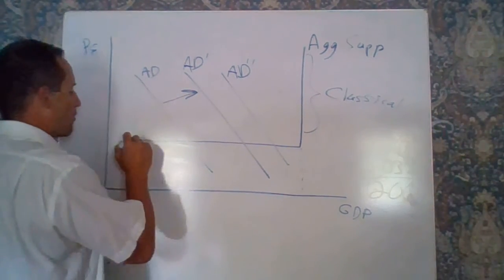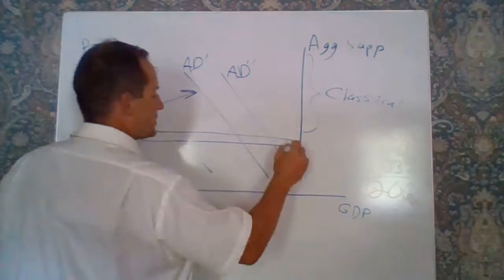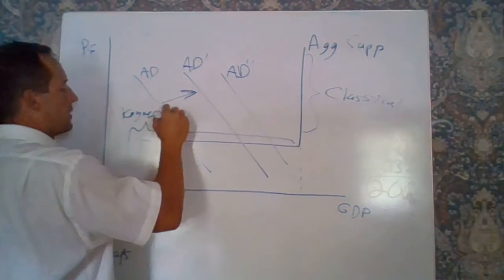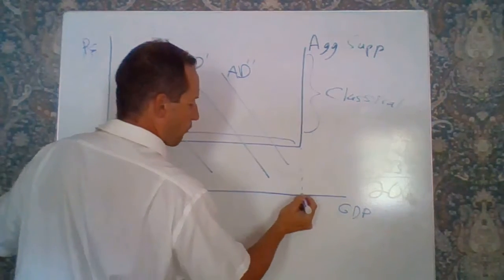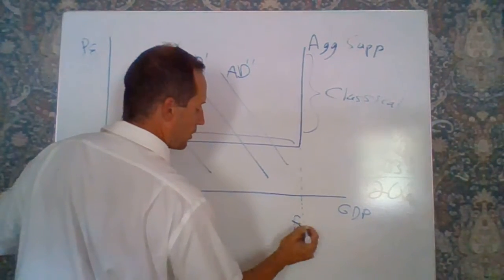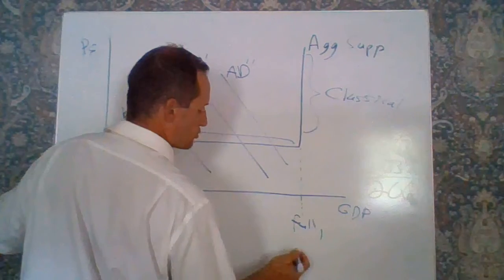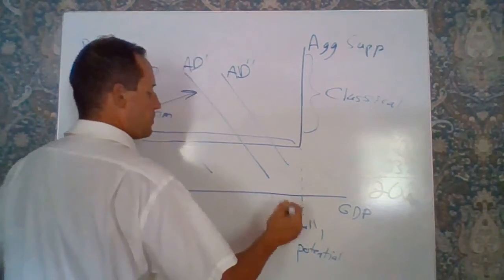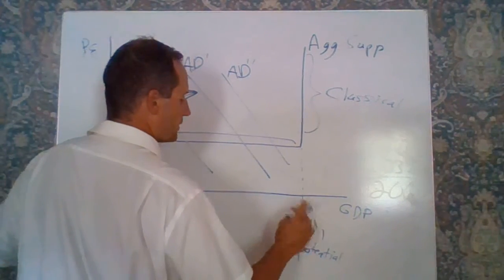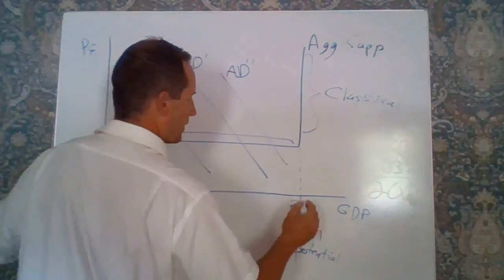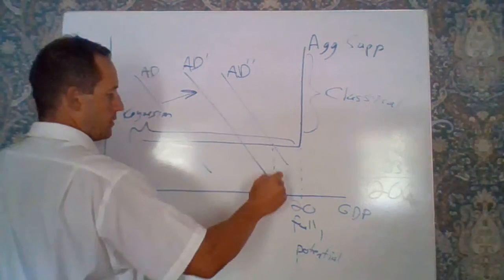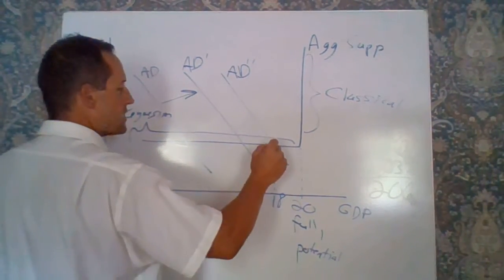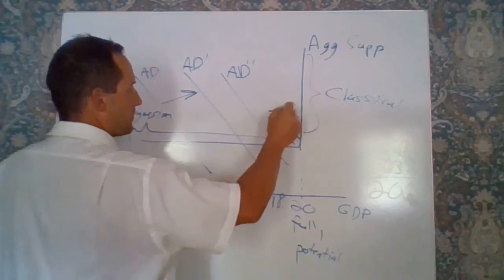So this horizontal range is the Keynesian range. And this right here is full or potential GDP. So in this example, a full GDP, say, is 20. And right now, let's say AD double prime is at 18. This would indicate a GDP gap of -2.